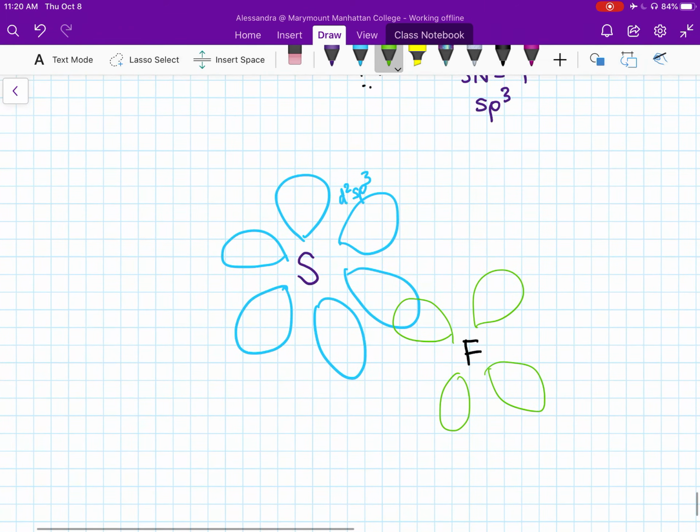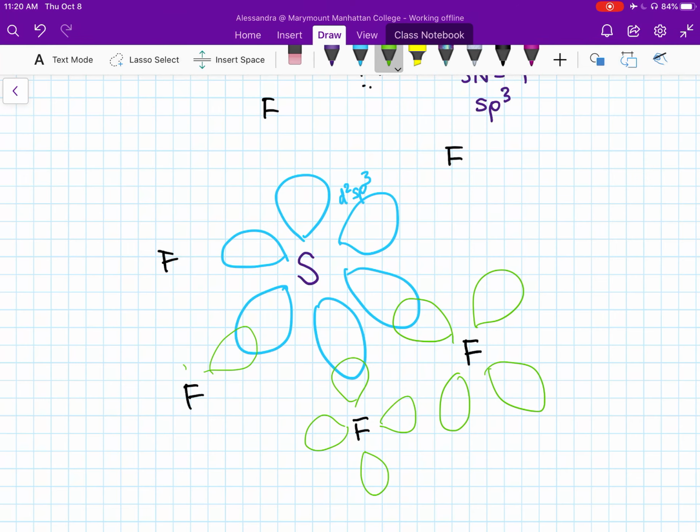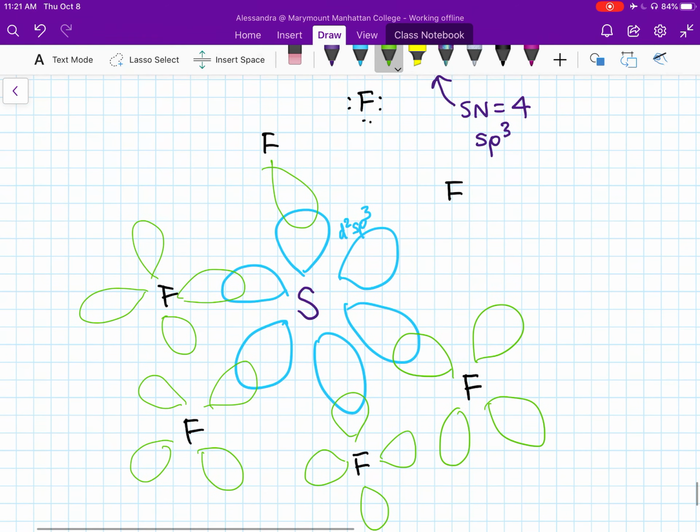So I could draw all of them. My drawing is going to get quite complicated if I do that. I'm going to draw my 6 fluorines. I'm going to draw one over here, and then each of the fluorines is going to have those 4 sp3 hybrids around it. And the sp3 hybrid on the fluorine is going to overlap with one of the d2sp3 hybrids on the sulfur. And that's what gives rise to the sigma F-S bond in each case.